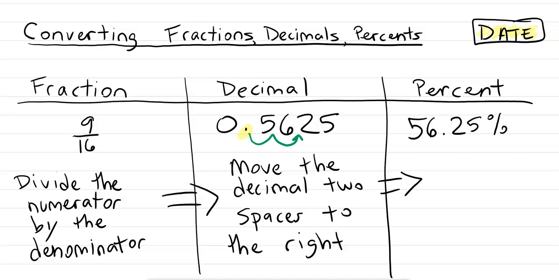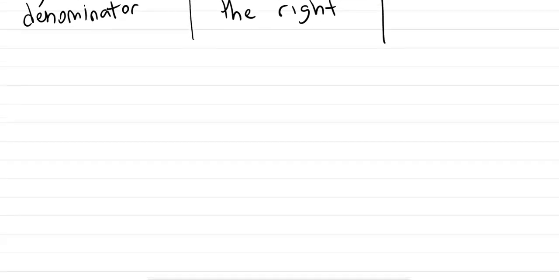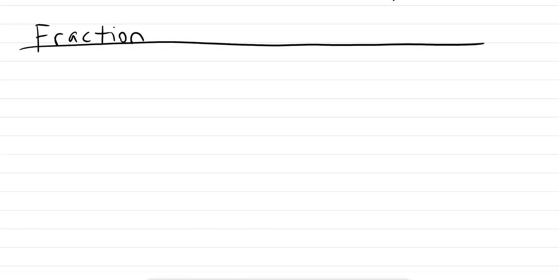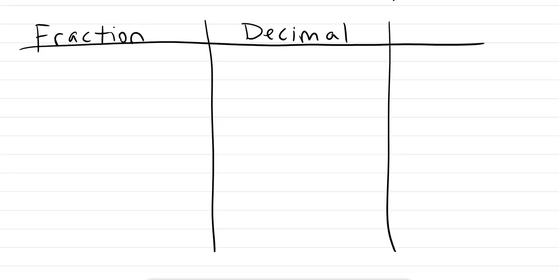So for any class that you're in, these are the steps you would follow to get the grade that you got on an assignment. We can also go in reverse. So we can start with a percentage and then turn that into a decimal. And then we can also go from the decimal into a fraction. So let's make another table. We've got fraction, decimal, percent.